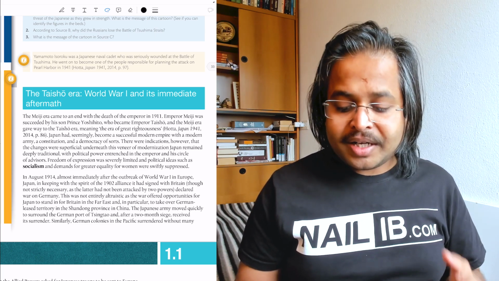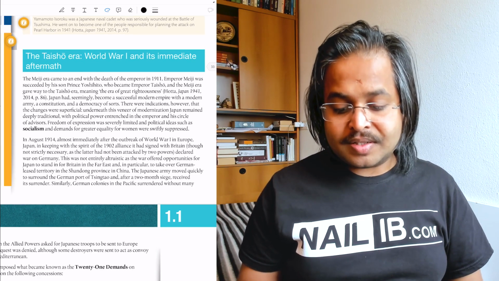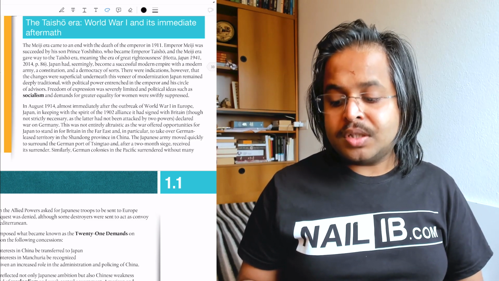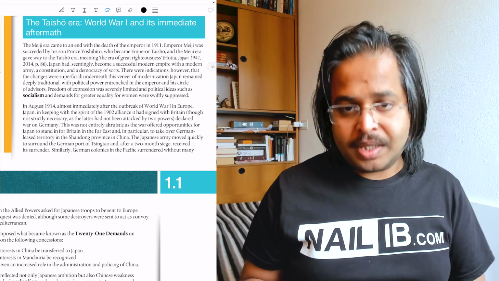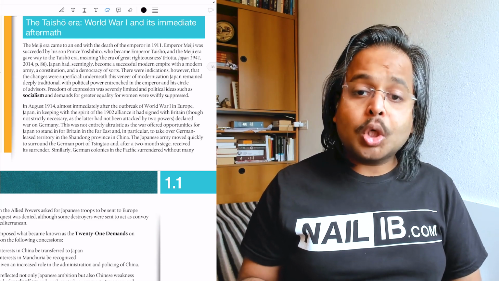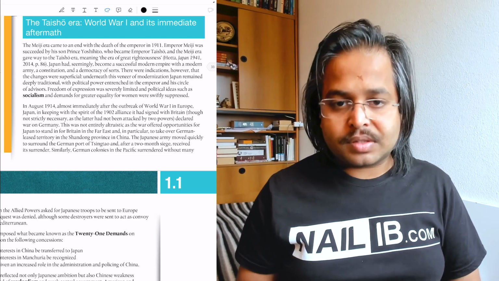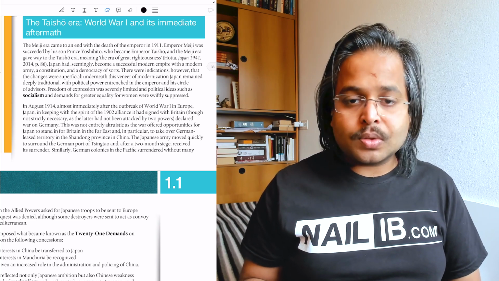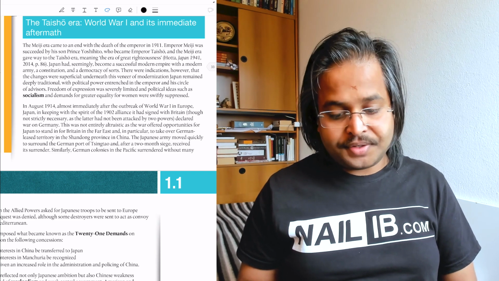And with political power entrenched in the emperor and his circle of advisors, freedom of expression, for instance, was severely limited, and political ideas such as socialism and demands for greater equality for women were swiftly suppressed. So it remains a very patriarchal, closed society, a very traditional society, despite these markers of so-called Western influence and so-called Western civilizational narrative.